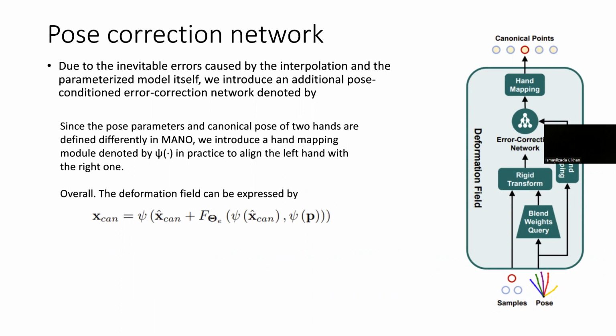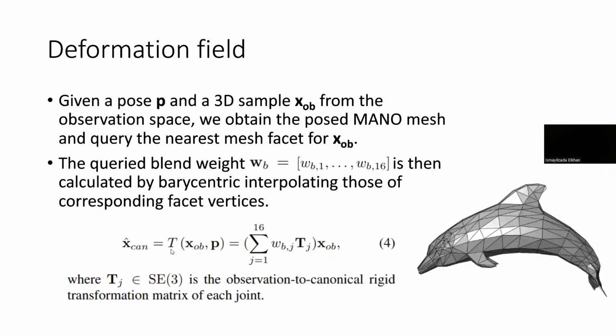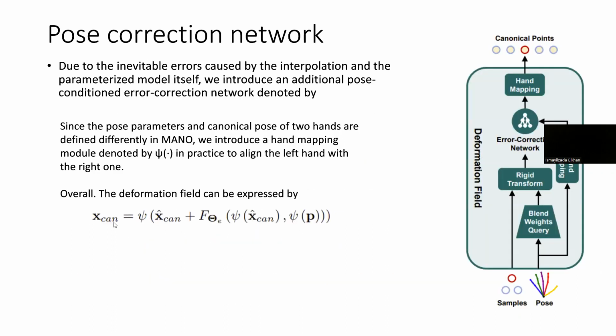And to account for that amount of error, they use another MLP, this FE. As you can see, this FE takes as input first the canonical x coordinate and the pose, and then you add it to what you calculated, this x scan in the previous step, to get this new x scan.